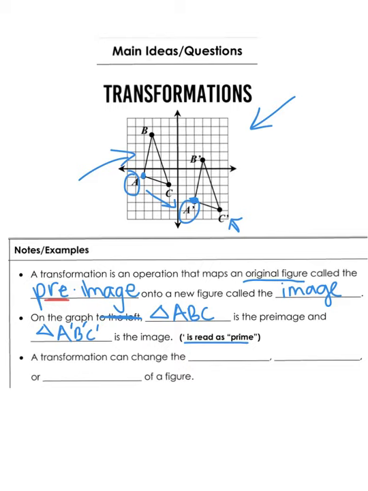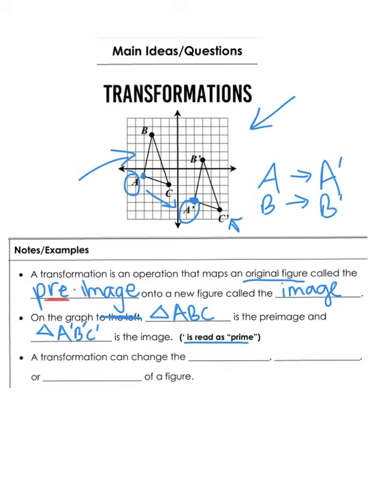We're going to compare two points that have the same letter. So A goes to A prime, B translates to B prime, and then so on for C. Okay. All right, let's keep looking on here.